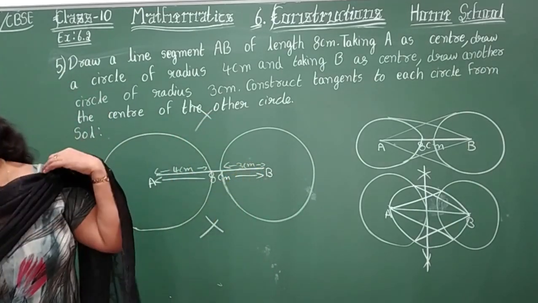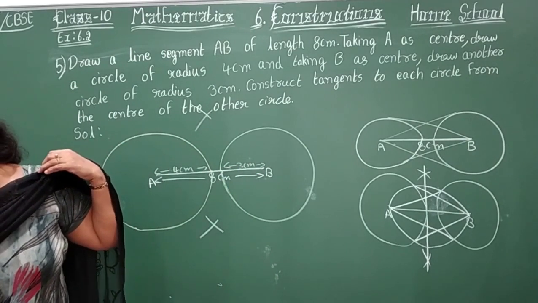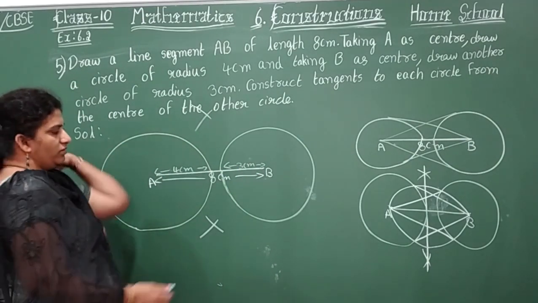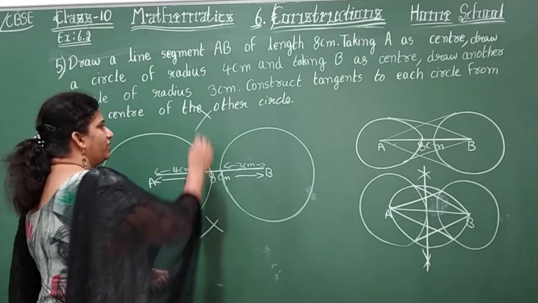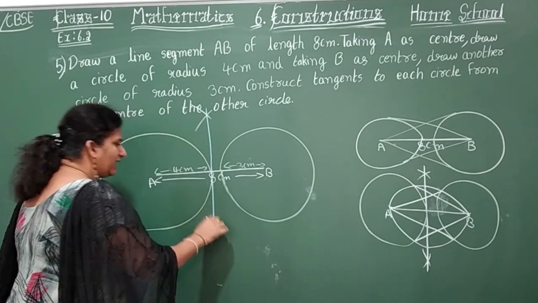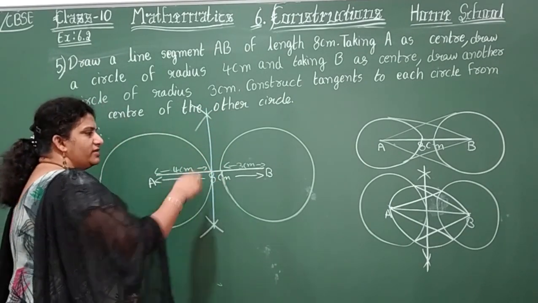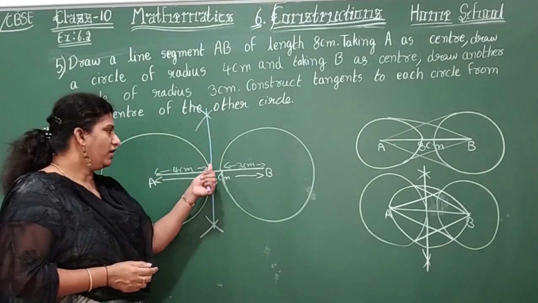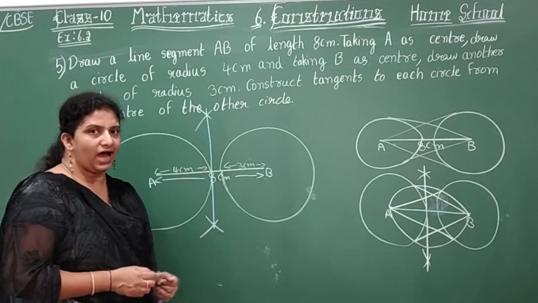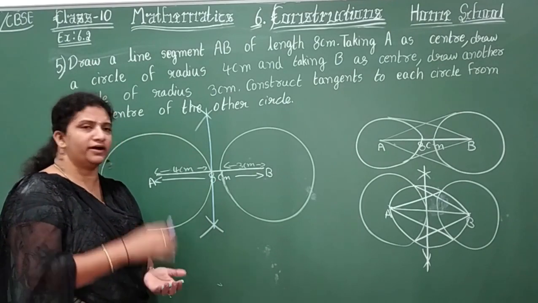Now next step what we are going to do here? So just join these 2. Okay. Next step, using a scale, exactly at this 4. This line is 8 centimeters, no? Exactly at 4 centimeters it divides. Now what is your next step here?